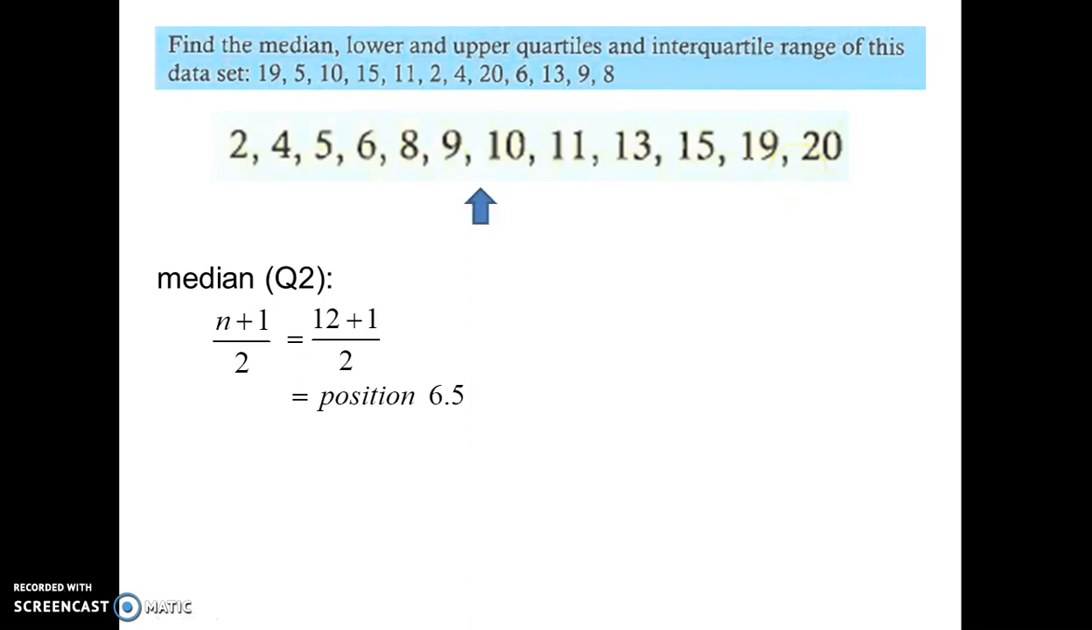All right, hopefully you found out 6.5 is somewhere right there. It's between 9 and 10, and that means you just find the average of 9 and 10. 9 plus 10 divided by 2, and that's 9.5. So the median value is 9.5. It's the value right in the middle here.